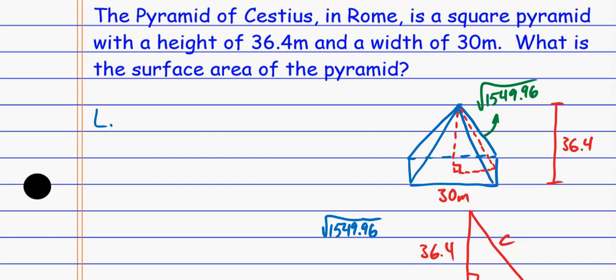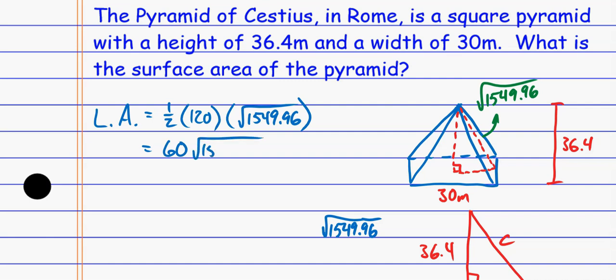And so now, once again, because the base of this thing is a square, that's a regular polygon, I can use my lateral area formula, which is 1/2 the perimeter of the base. The perimeter of the base this time is 120 meters. And then the slant height this time is the one we just identified as the square root of 1549.96. Again, I'll go ahead and start plugging this in. That's going to be a 60 square root of 1549.96. I will eventually round that off, but I don't want to round it off quite yet.